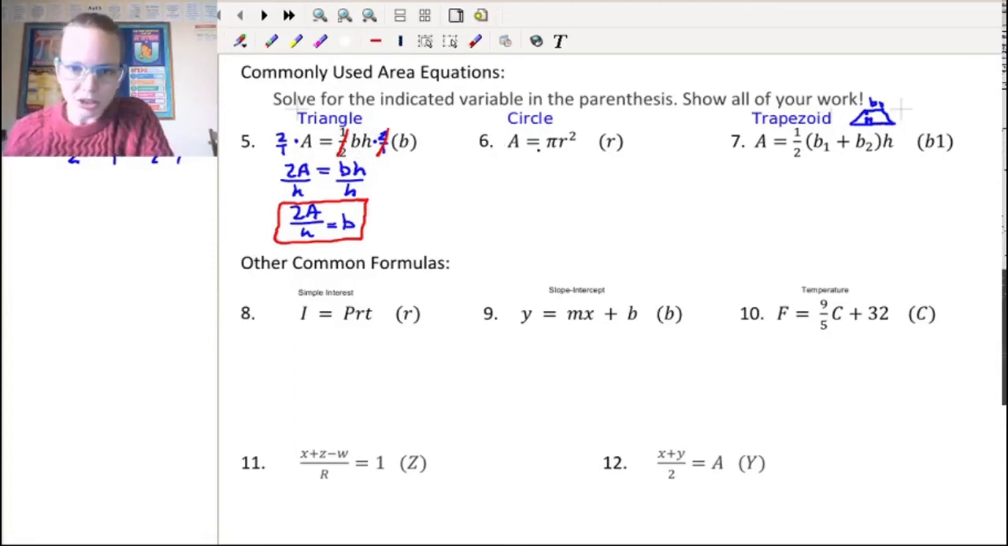Number 6, circle. A equals pi r squared. I want to get the r by itself. So thinking reverse order of operations, there's no addition and subtraction. There is a multiplication, the pi times the r squared, so I'm going to divide that over to the other side.